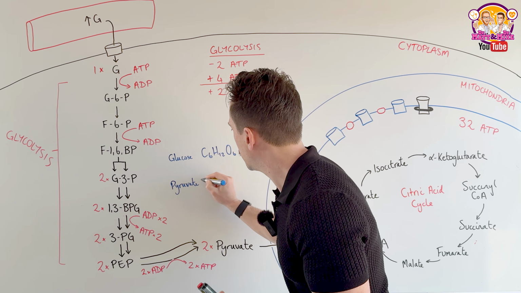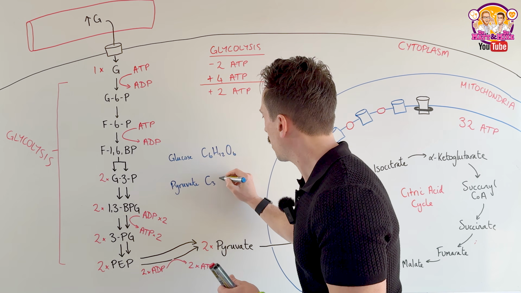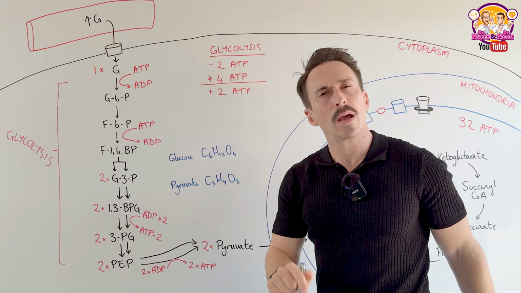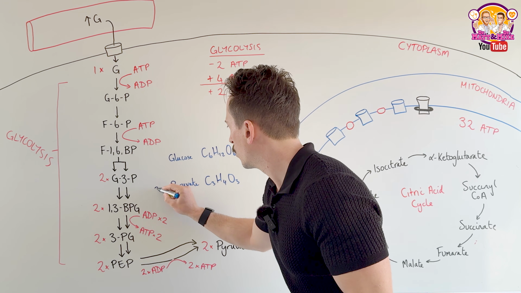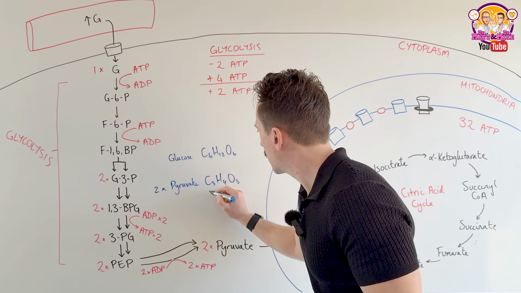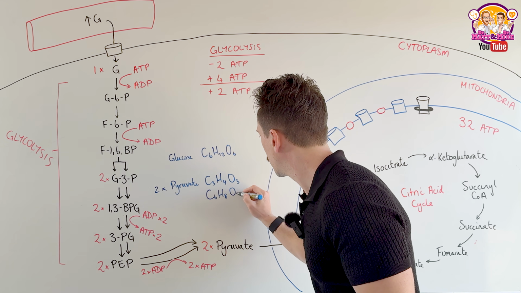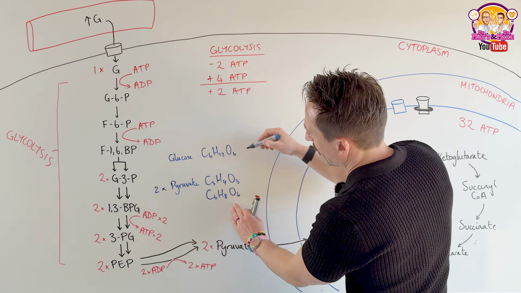Pyruvate is C3H4O3. But we've got 2 of them, right? We've got 2 of them. So in actual fact, that is C6H8O6. Now compare that to that.